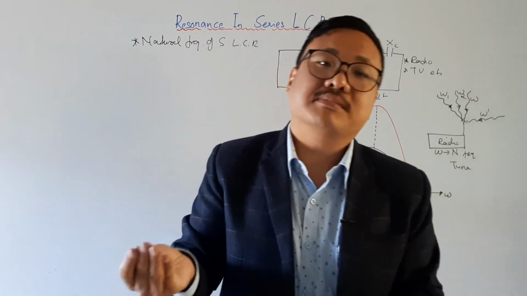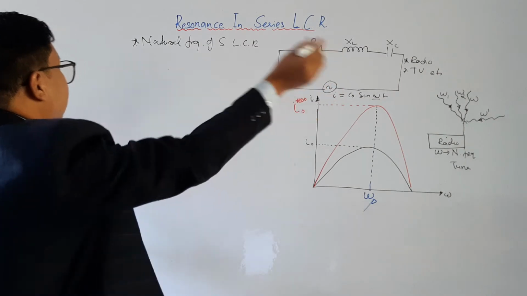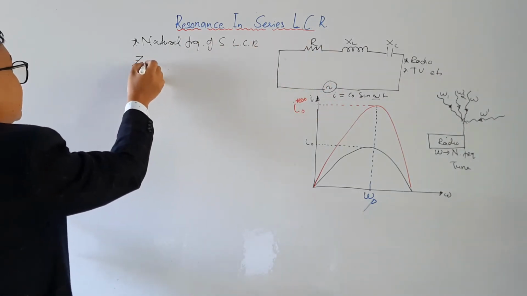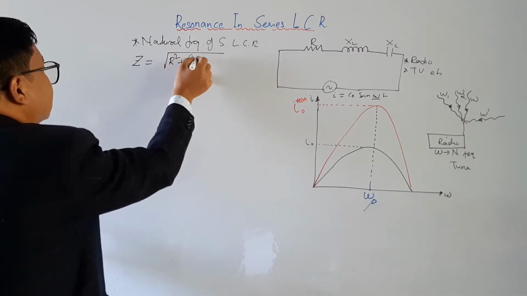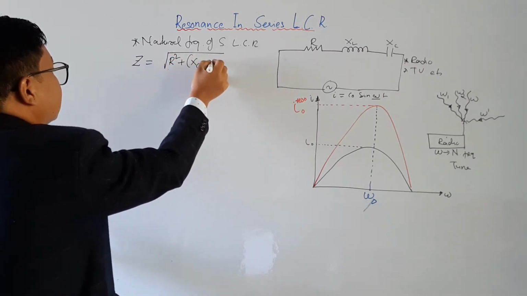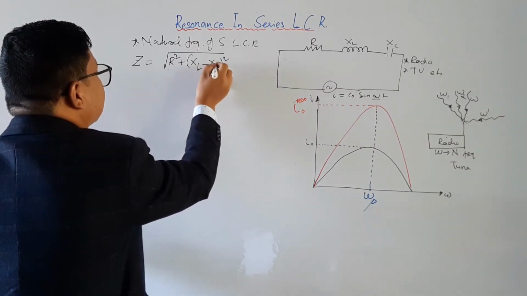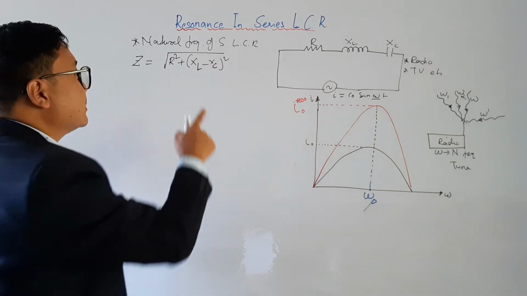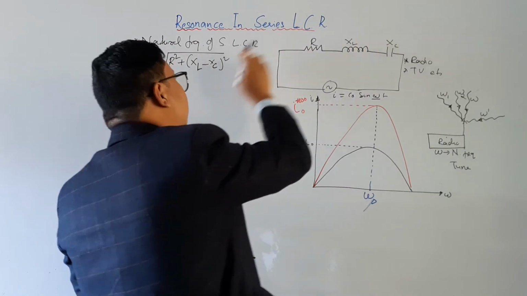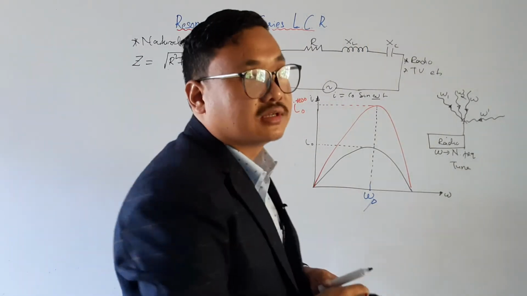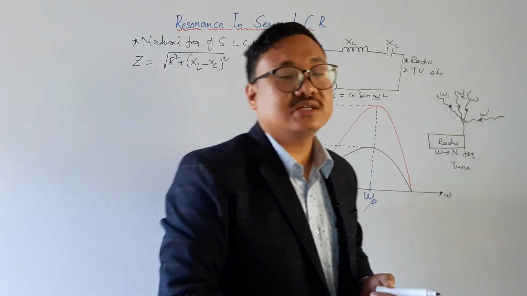Now let us go to the mathematical expression. We have studied the impedance: Z of the series LCR is the square root of R squared plus (XC minus XL) whole squared. Okay, no, this is XL minus XC. It can also be written as XC minus XL depending upon the situation. Here I have XL, so there will be XL. In some other book, it may be written as XC minus XL, so you should not worry.